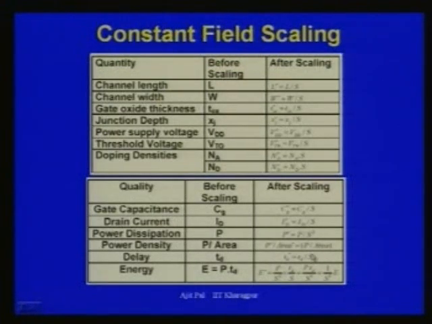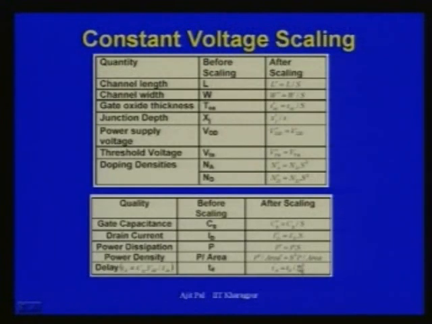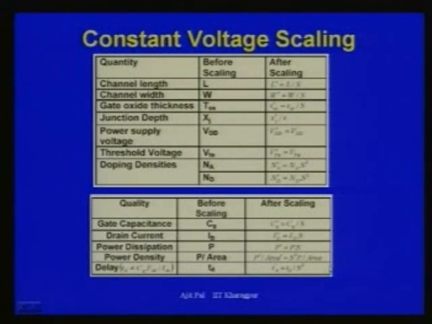Here it was decreasing by a factor of S, but here it is decreasing by a factor of S square, because you have kept the supply voltage the same. As you reduce the supply voltage, delay increases. So, this shows how it occurs.